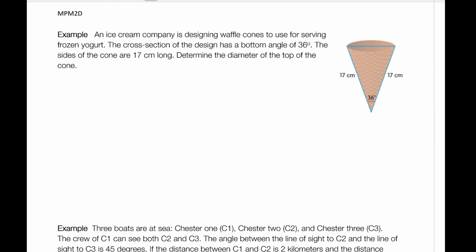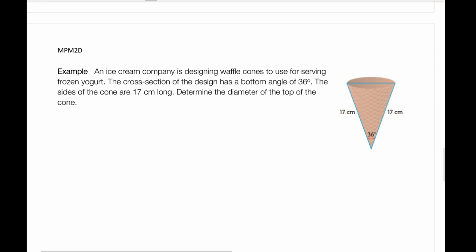So in the first example, an ice cream company is designing waffle cones to use for serving frozen yogurt. The cross-section of the design has a bottom angle of 36 degrees. The sides of the cone are 17 centimeters long. Determine the diameter at the top of the cone. So I need to figure out this measurement at the top.